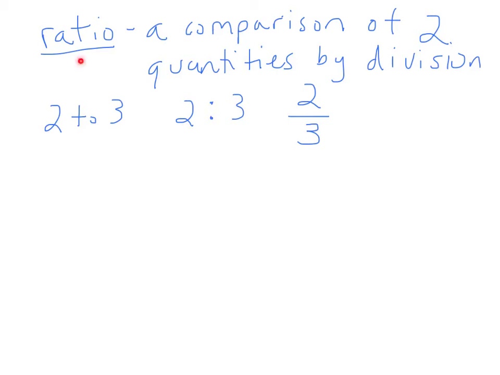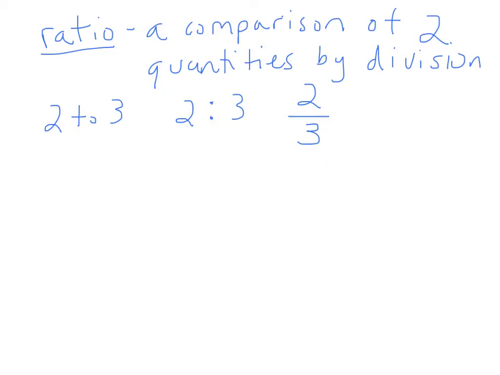A ratio is a comparison of two quantities by division. Ratios can be written different ways. It can be written with the word to, it can be written with a colon, or it can be written as a fraction. Since it is division, for our class, we're going to write our ratios as fractions.